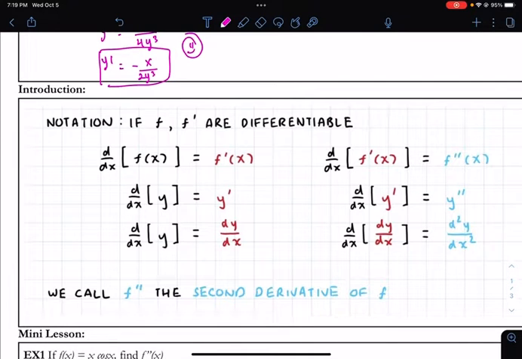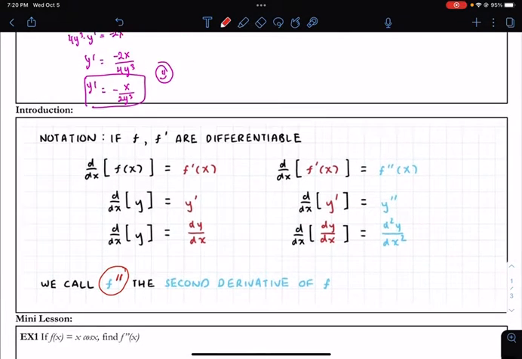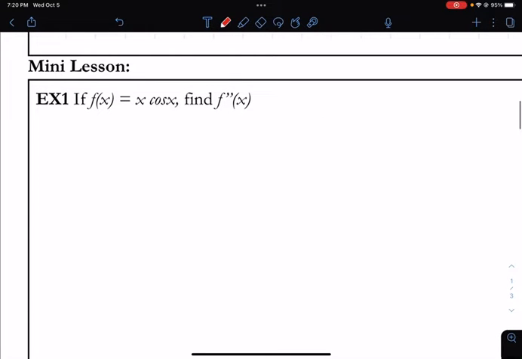Alright, so basically we can take a second derivative and the third derivative, even the fourth. However, for the nth derivative, the way we use the notation is by adding another prime. So if you have two primes like this, it means the second derivative. Okay? Alright, so let's look at an example. So we have x cosine x, find the second derivative.